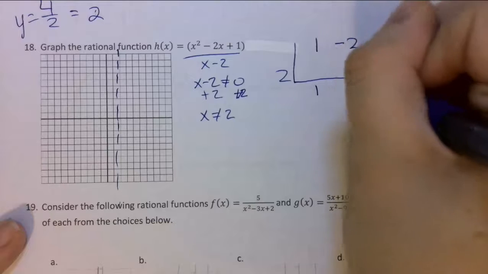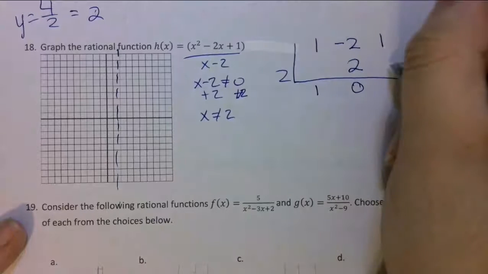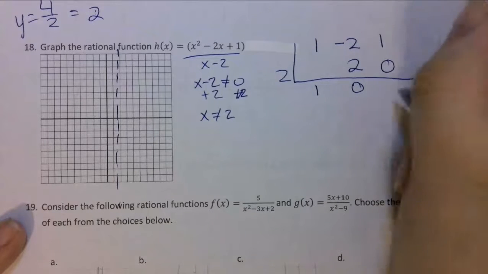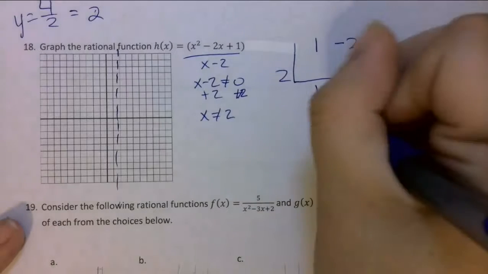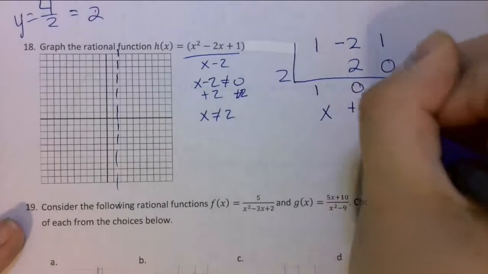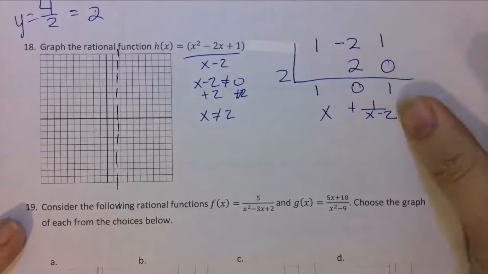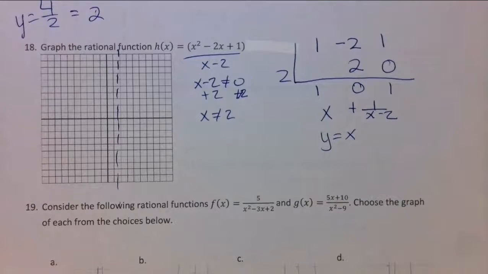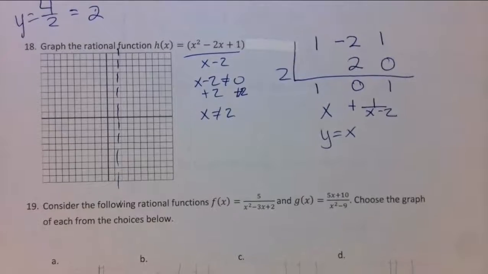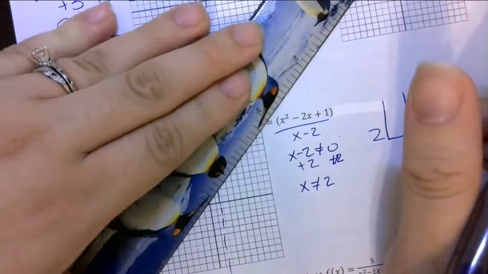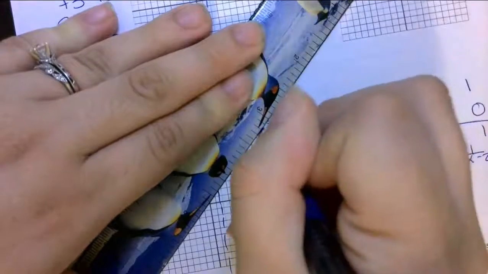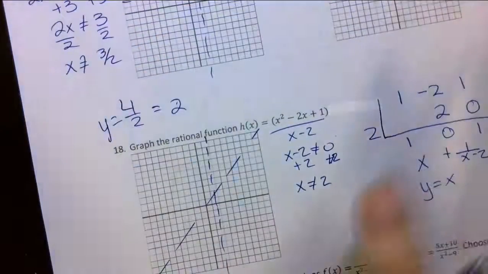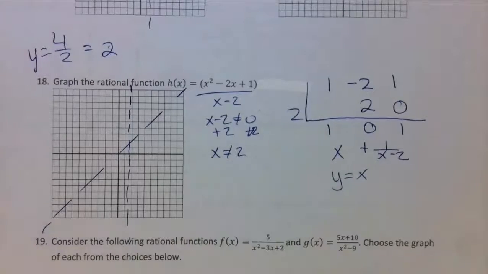2 times 1 is 2. Adds together to 0. 2 times 0 is 0. 1 plus 0 is 1. So I get x plus 1 over x minus 2. This ending part doesn't matter so much. My slant asymptote is y equals x. So I want to graph that. That is through the origin, up 1 over 1. So like that.